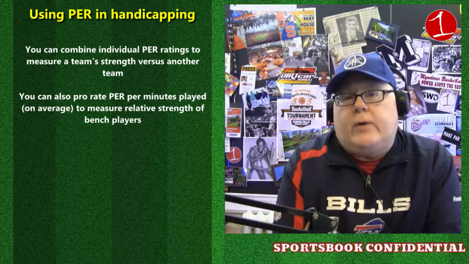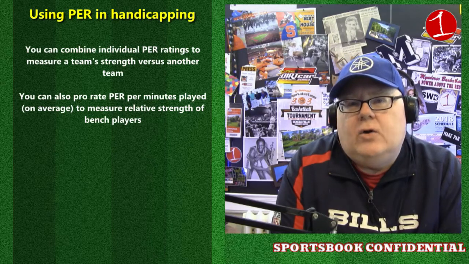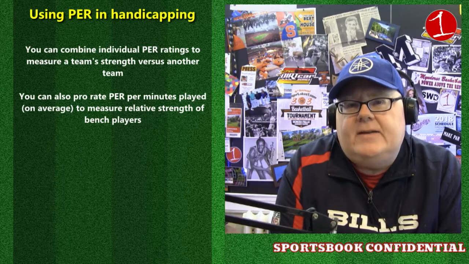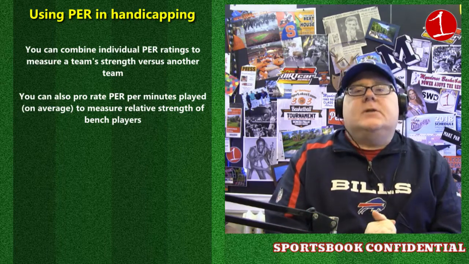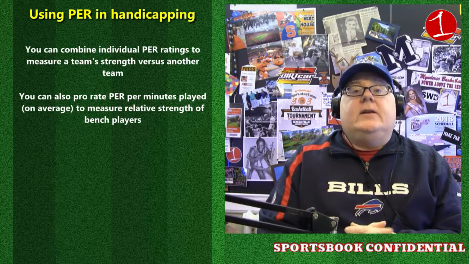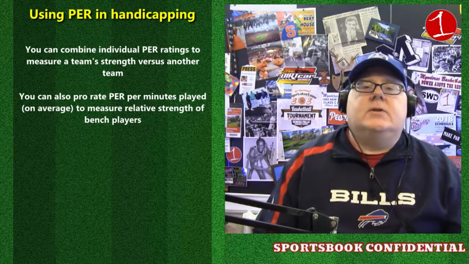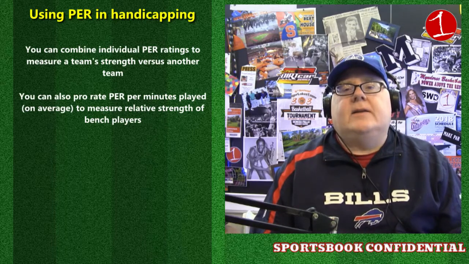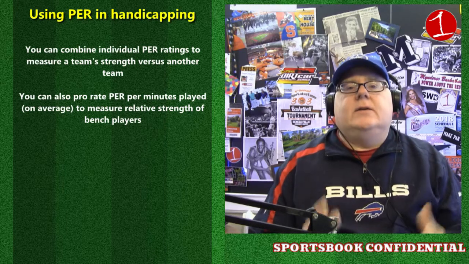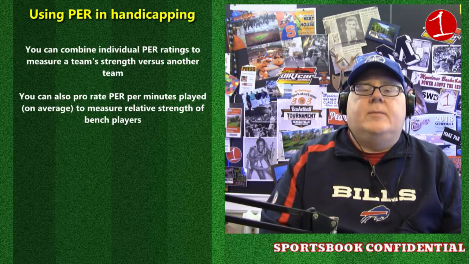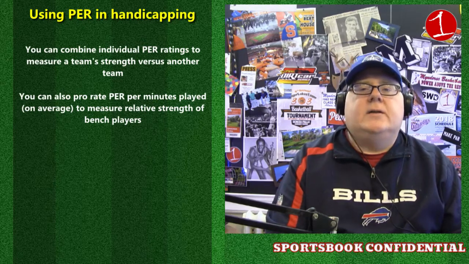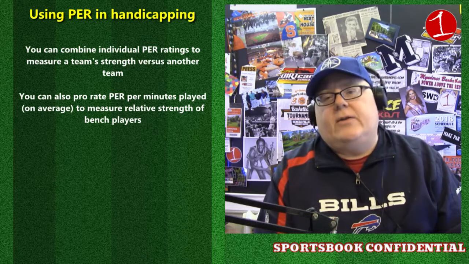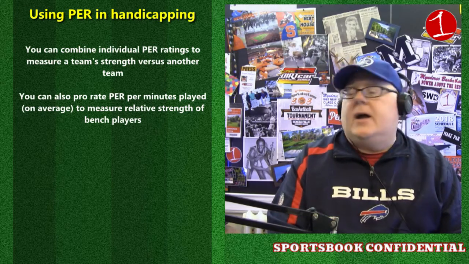You can also prorate player efficiency rating over minutes played, and that is really more to test the strength of the benches. If the teams are very closely rated and you want to see which bench players would be more likely to have an impact on the game in a positive way, you can prorate the PERs of all the bench players. Because you look at a team's stats, you can see the average minutes played for each player and whatnot. And remember, you have to account for which players are healthy and which ones aren't in the lineup.